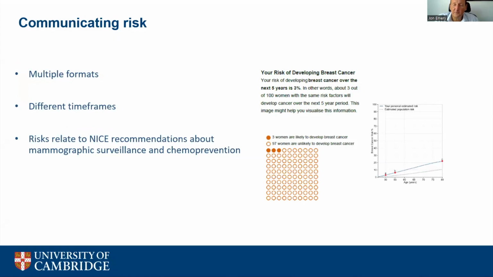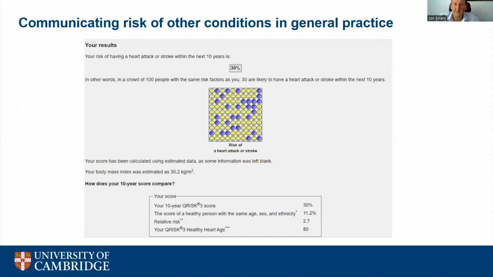We use multiple formats in the CanRisk report to present information about risk and how that risk changes over different time frames. And this is a way of improving the way that people can understand this risk information by presenting it in a variety of different ways. You'll be familiar with communicating risk of other conditions in your practice. For example, this comes from the QRISK score, estimating risks of heart attack or stroke, and again uses multiple formats to aid the way that you can help communicate this risk information.